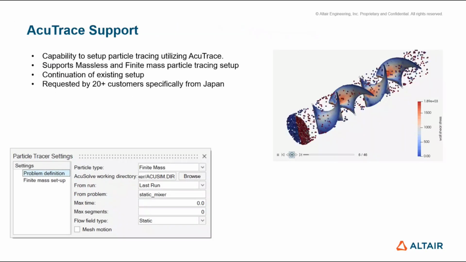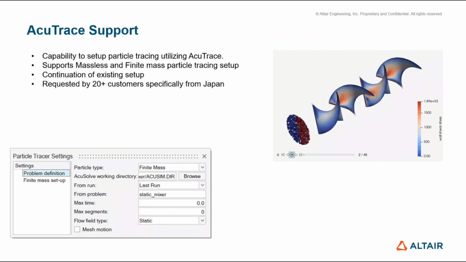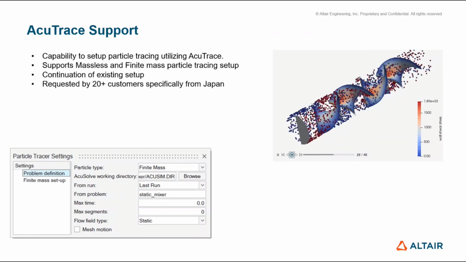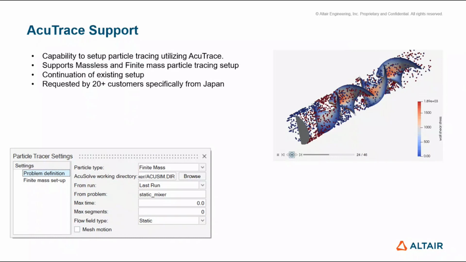We added the capability where you can set up the particle tracing utilizing the AcuTrace. It is a seamless extension to our AcuSolve support, so the user can set up their flow model, and then once the solution is done, they can set up their AcuTrace. It is requested by 20 plus customers, specifically from Japan region, and there are already a couple of other customers lined up who are not already using this. So setup is pretty straightforward.